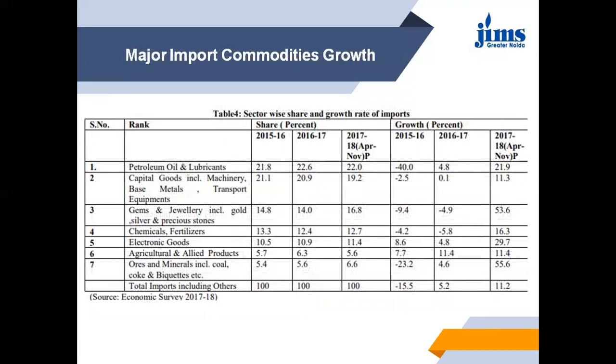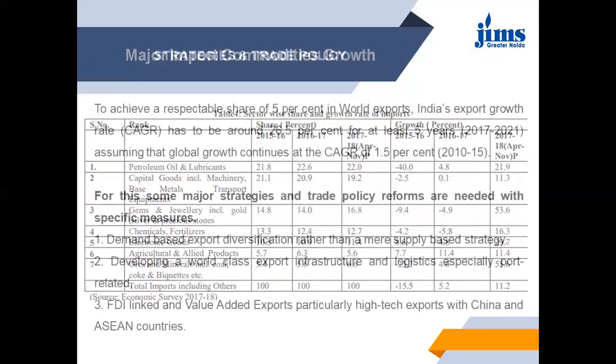If we look at the major imports, what India imported is petroleum oil, capital goods like machinery, base metals, gems and jewelry, gold, chemical fertilizers, agricultural and light products, and mineral oil. If we look at the percentage change or the growth of imports, it is somewhere around 21.9% in 2017-18 for petroleum oil. Then in capital goods, it's 11.3%, and so on. So there are 7 major commodities which India is importing from other countries.